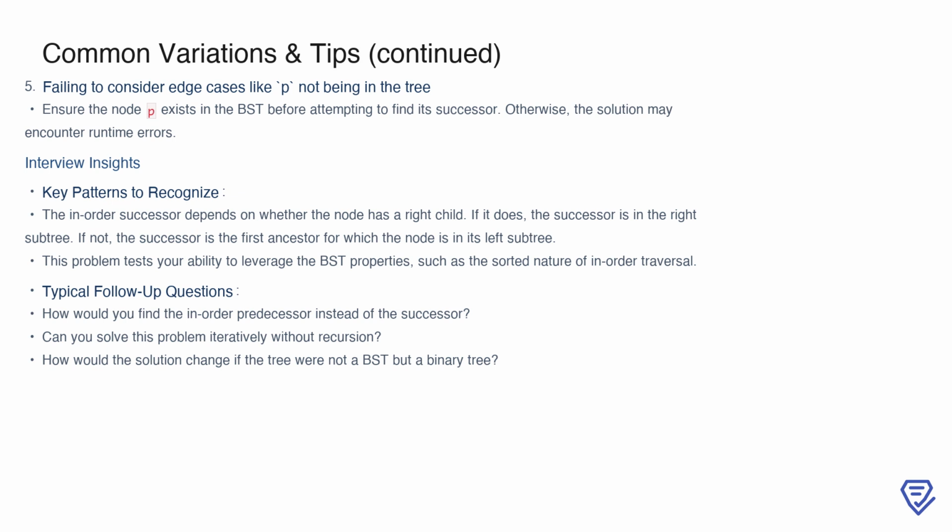Now, when it comes to interview scenarios, there are key patterns to recognize. The inorder successor depends on whether the node has a right child. If it does, the successor lies in the right subtree. If it doesn't, the successor is the first ancestor where the node is in the left subtree. Recognizing this distinction is fundamental to solving the problem efficiently, as it leverages the sorted nature of inorder traversal in a BST.